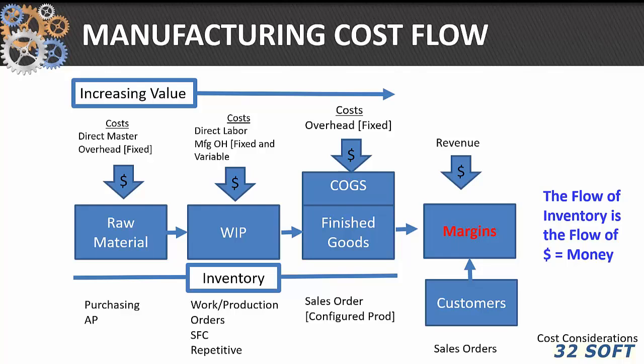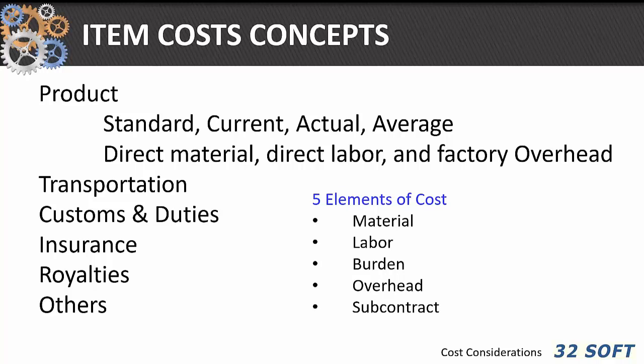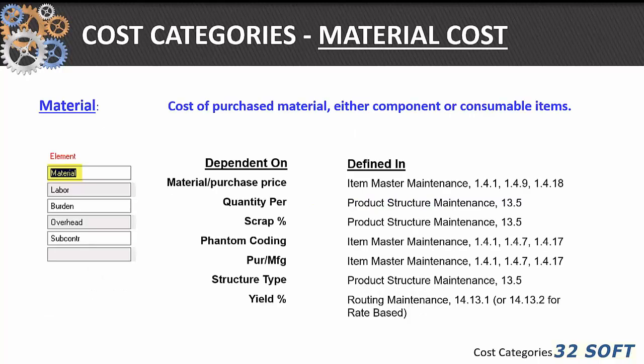So as supply chain managers, we really need to understand what that flow is so that we can control what those are. The things we'll talk about: product costs, standards, current, actual, average, direct. There's all sorts of other kinds of costs, transportation, customs duties, insurance, royalties, and QAD has tools available to handle all of these types of costs in inventory. There's basically 5 elements of cost that we recognize in terms of the item: the material cost, labor, burden, overhead, and subcontract.